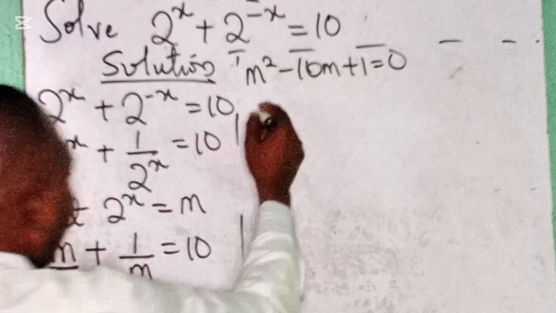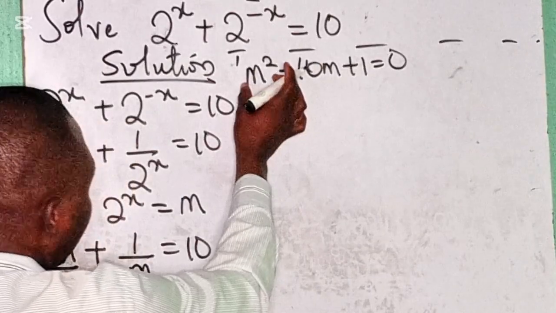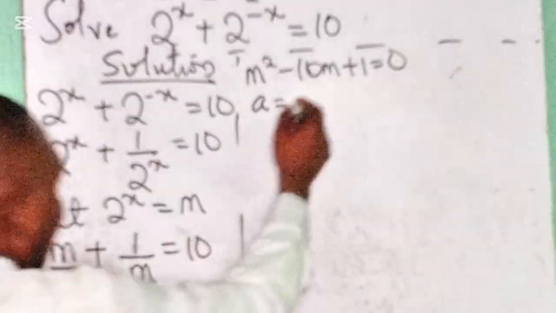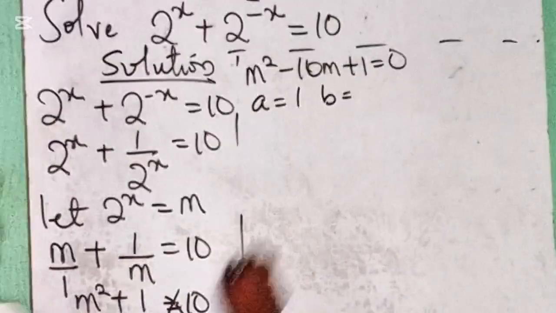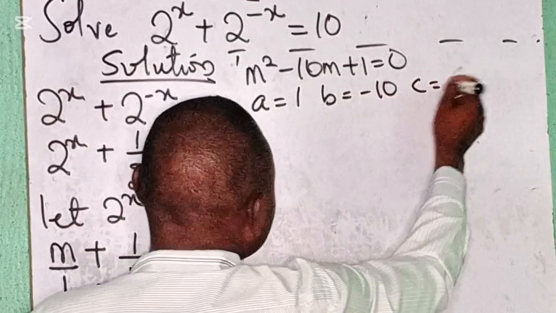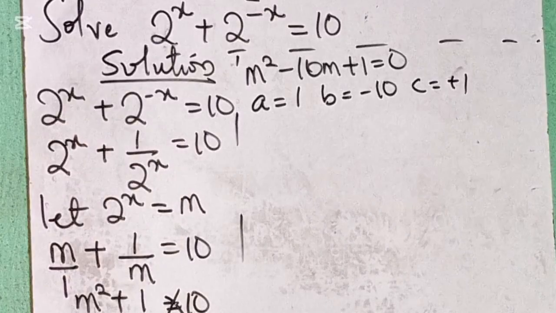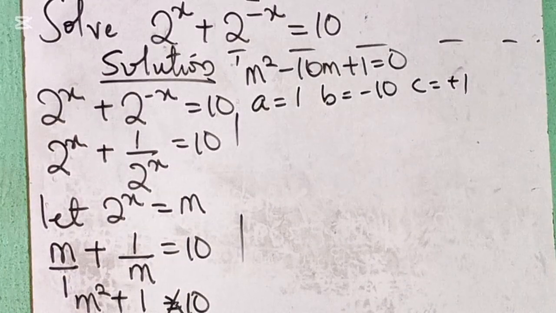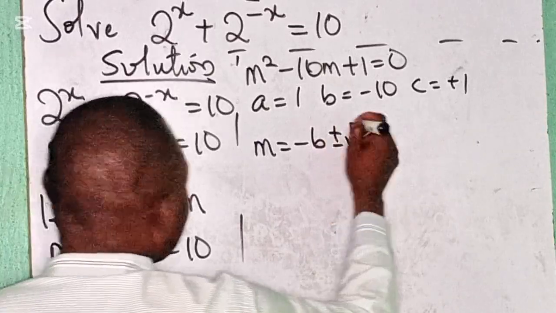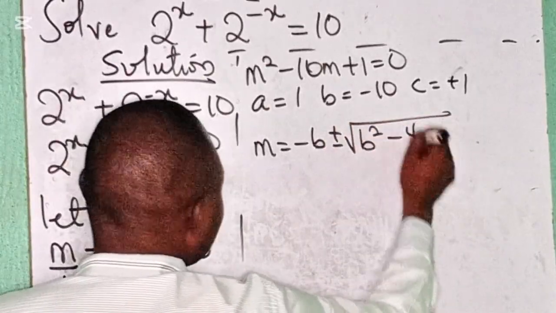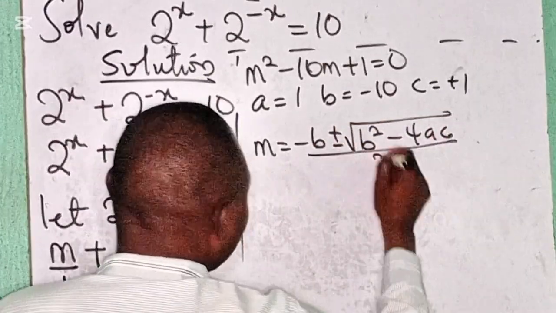Okay, so from here our a is the coefficient of m squared, which is 1. Our b is the coefficient of m, which is minus 10. And then our c is plus 1. Now the quadratic formula becomes m equals minus b plus or minus root b squared minus 4ac over 2a.